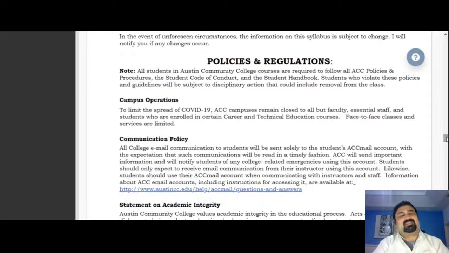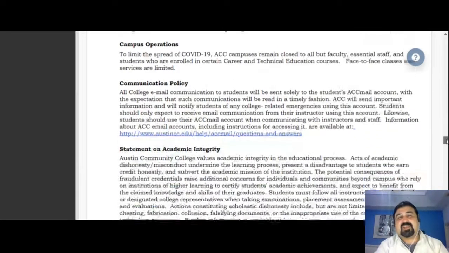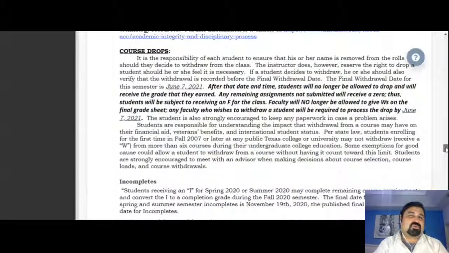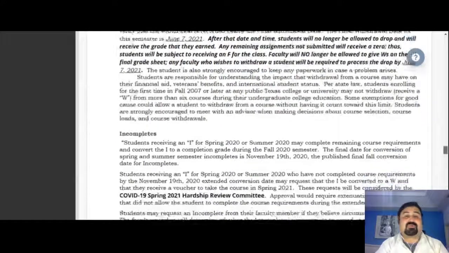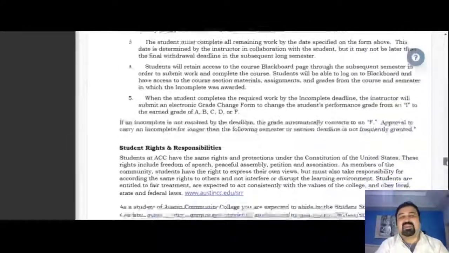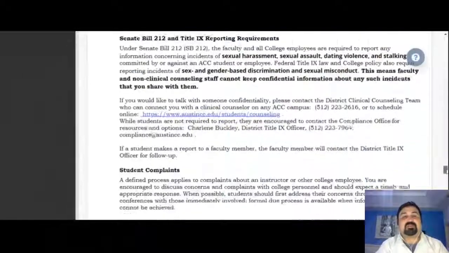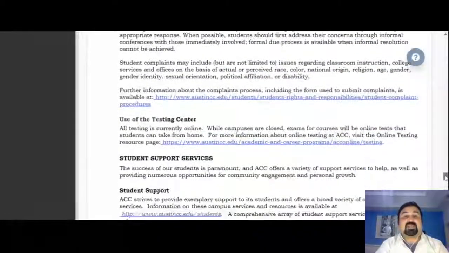So the rest of the pages of the syllabus is just policies and regulations. I'm not going to go over them, but this is very important, very useful information for students in terms of campus operations, things about academic integrity, communication policies, etc., rules and regulations of the college. Course drops, when is the last day to drop the course, incompletes, you name it. Again, students' rights and responsibilities, student complaints, and so on.